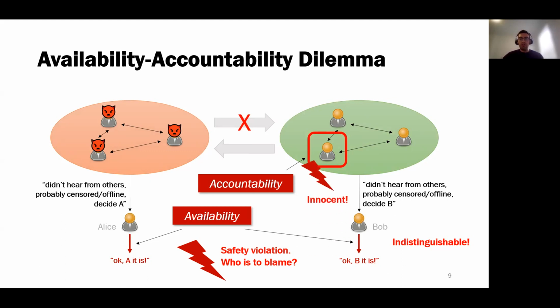Unfortunately, the validators on the right-hand side are now honest, and identifying an honest validator for a protocol violation contradicts the accountable safety property. Hence, we have reached a contradiction. And this contradiction implies that no consensus protocol can satisfy dynamic availability and accountable safety at the same time.